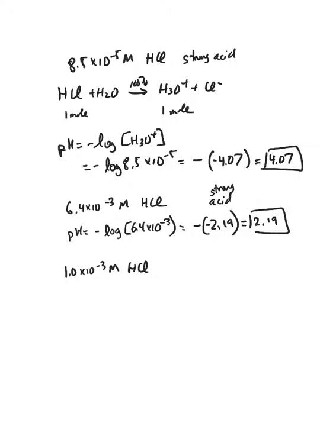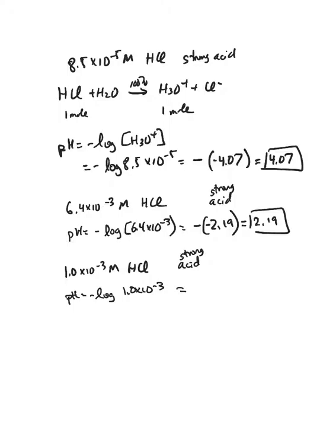Let's do 1.0 times 10 to the minus 3 molar hydrochloric acid. Acid or base? Acid. Weak or strong? Strong. And all these calculations are only valid for strong acids that we're doing. So pH is minus the log of 1.0 times 10 to the minus 3.